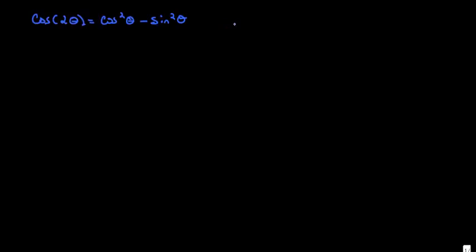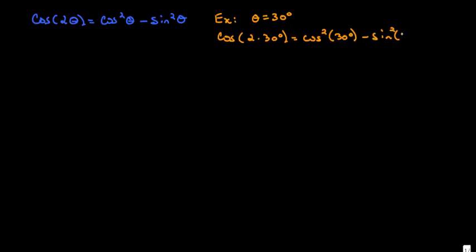So here's what I mean. If you take, for example, we'll just show that this formula works. So let's do it in a different color over here. If you were to take, let's say, an angle like 30 degrees. If we plug this in here, we'd have the following. We have the cosine of 2 times 30 degrees should be equal to the cosine squared of 30 minus the sine squared of 30.